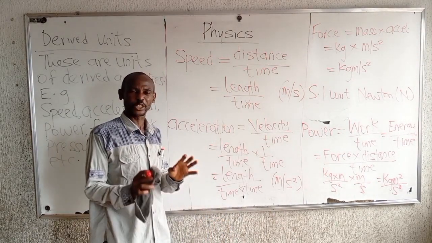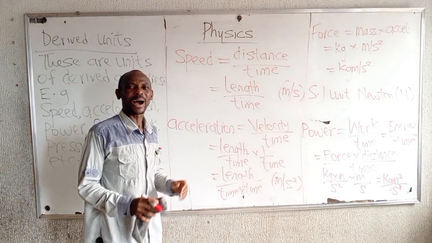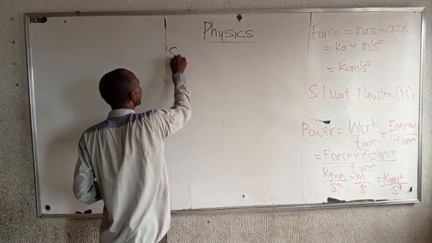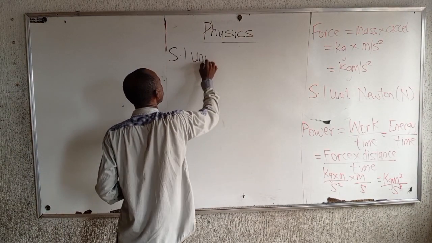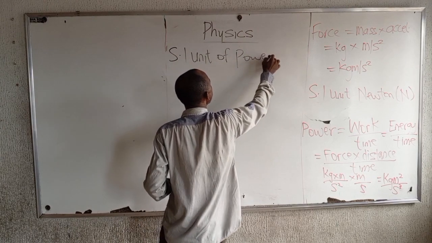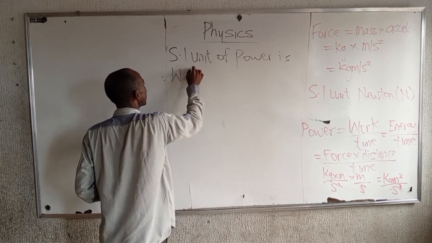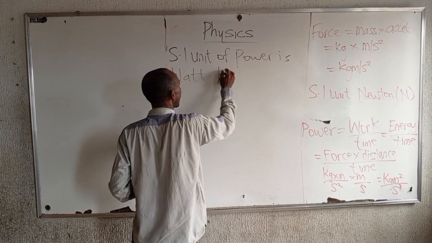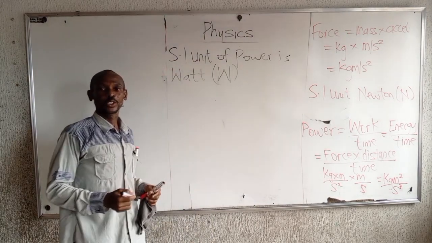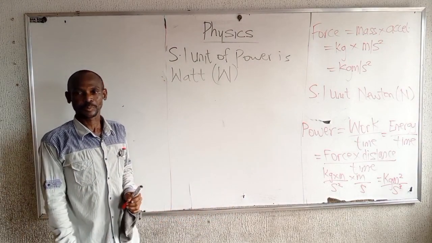But power has its own SI unit. The SI unit of power is watts, with a symbol of capital W. So watt is the SI unit of power.